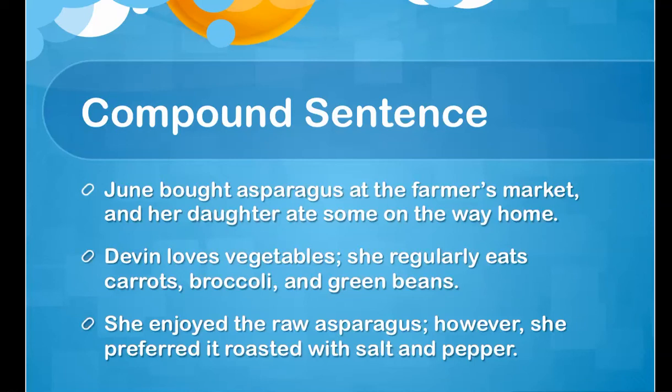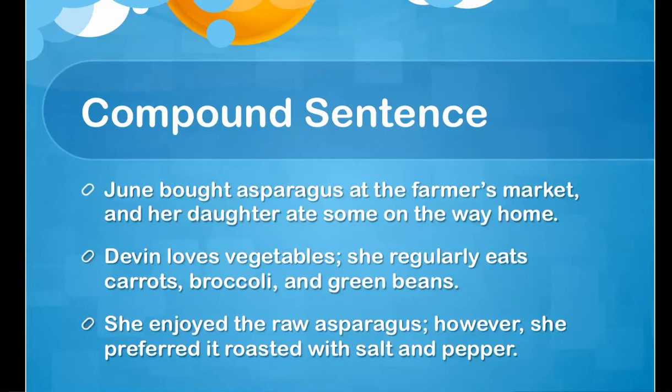Devin loves vegetables; she regularly eats carrots, broccoli, and green beans. Devin loves vegetables could be a complete sentence by itself. So could she regularly eats carrots, broccoli, and green beans. These are joined by a semicolon, which also creates a compound sentence.